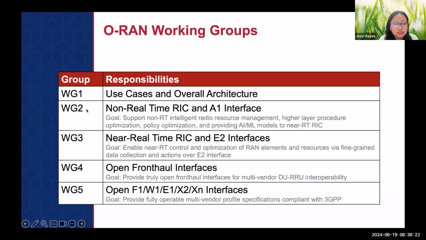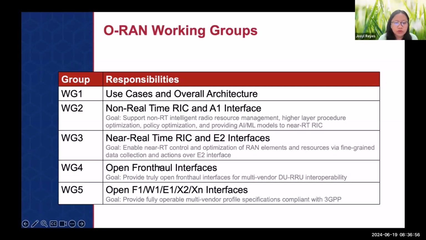So as you can see, in working group 2, the focus is to support the non-real-time RIC, intelligent radio resource management, higher layer procedure, policy, and so on. And then working group 3 is the near real-time RIC and E2 interfaces, more on the control and optimization of the RAN by fine-grained data collection and actions over the E2 interface. Remember, E2 interface is the one connecting from the near real-time RIC to the different components like the CU and the DU.